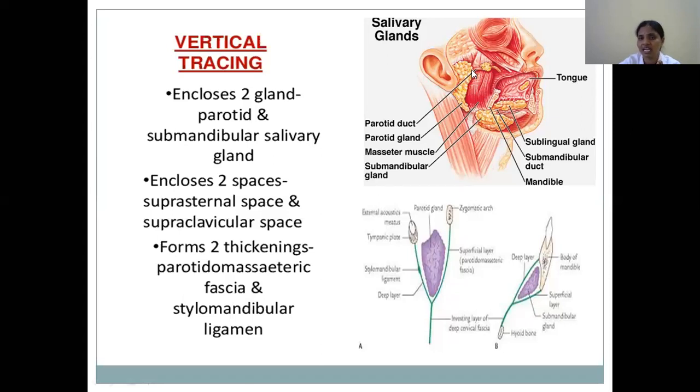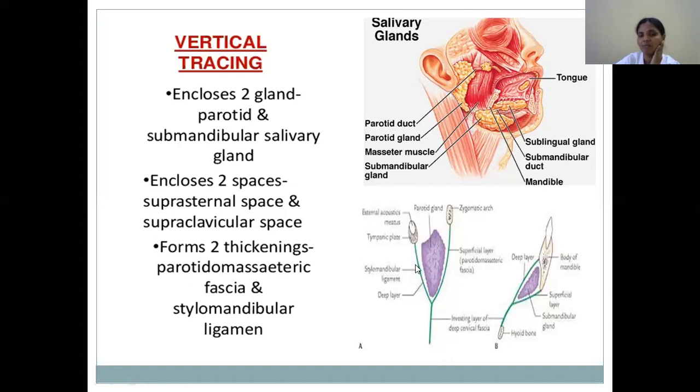And that parotidomasseteric fascia is thickened and fuses with the epimysium of the masseter muscle. And further, it gets attached to the bone, that is the lower border of the zygomatic arch. So this is the superficial layer. Whereas the deep layer, here in this picture you can see, extends onto the medial surface, then gets attached to the external acoustic meatus and further back to the lower border of the tympanic plate and the styloid process.